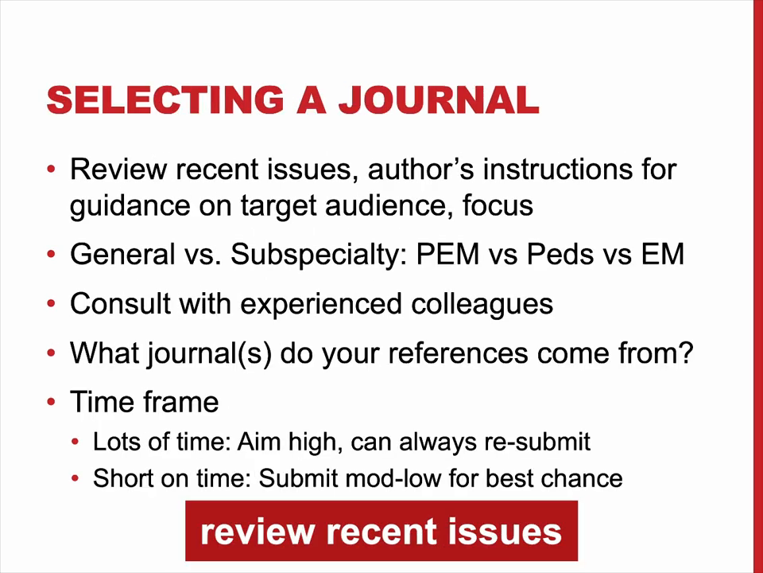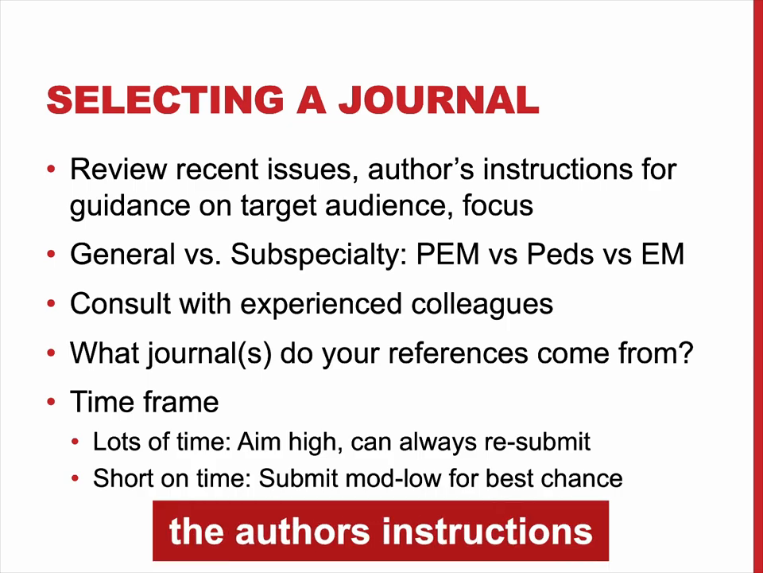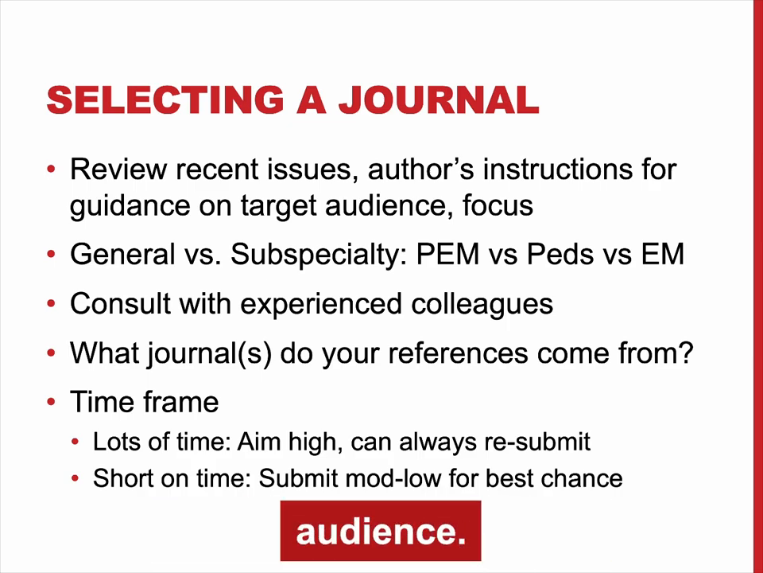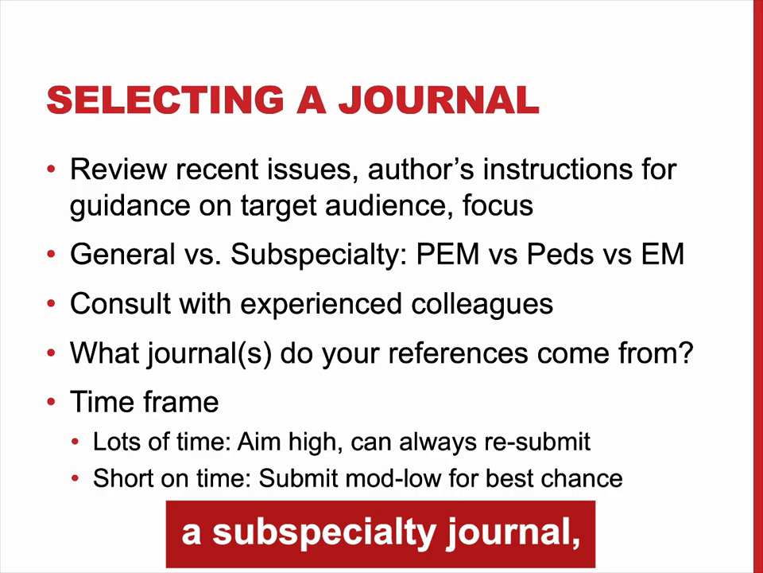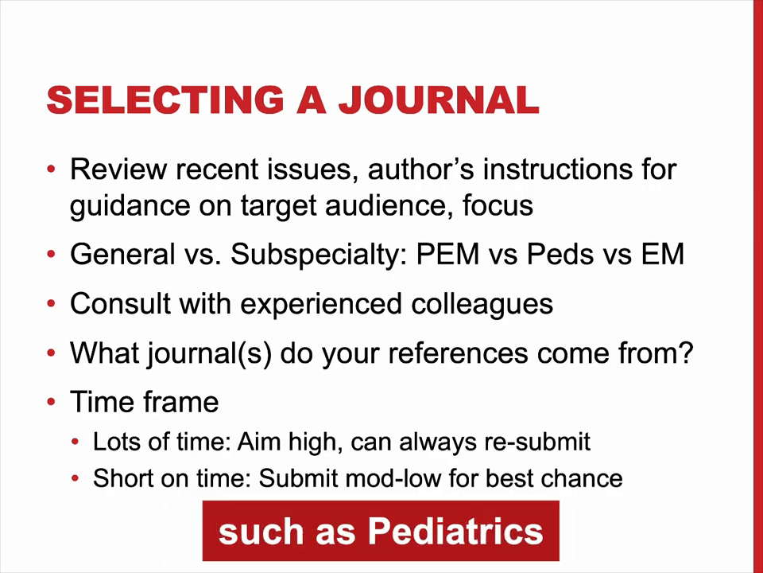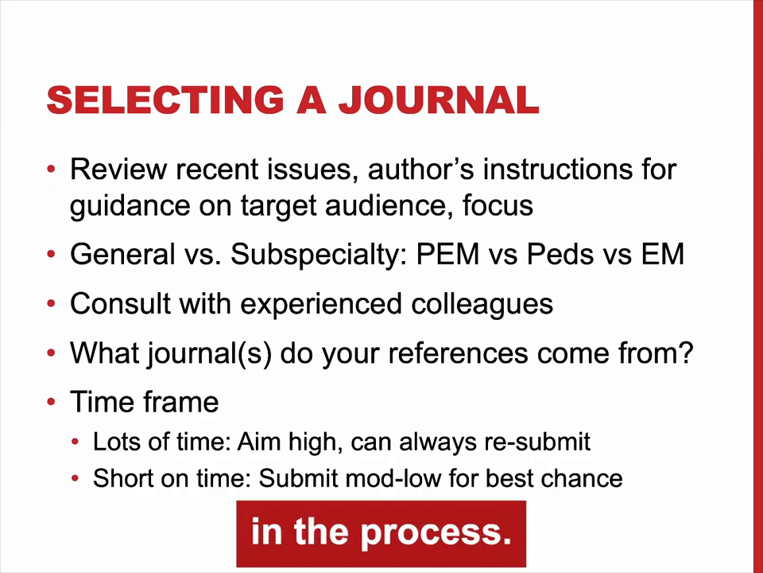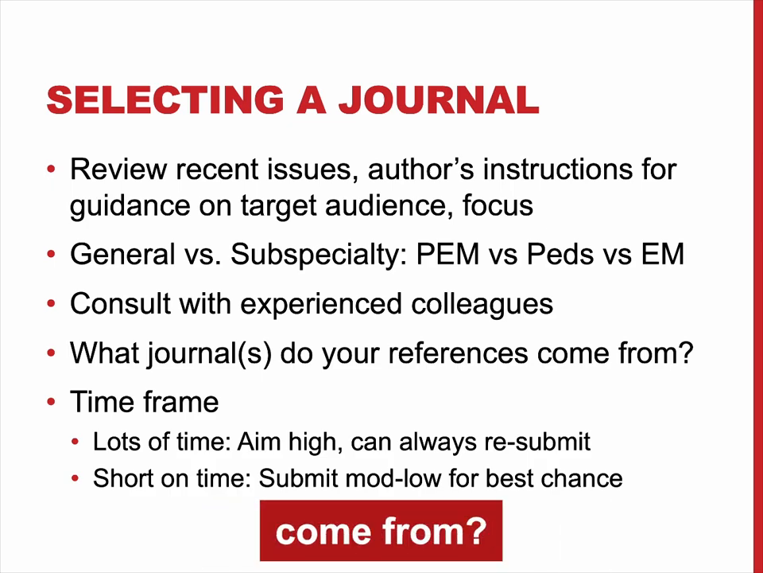In selecting a journal, review recent issues to determine the focus of the journal and review the author's instructions for guidance on their target audience. Consider whether you want a subspecialty journal, such as Pediatric Emergency Care, or a general journal, such as Pediatrics or Annals of Emergency Medicine. Consult with those more experienced in the process. Determine which journals your references come from.